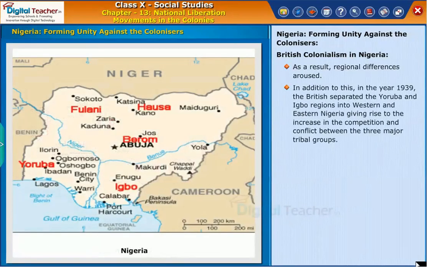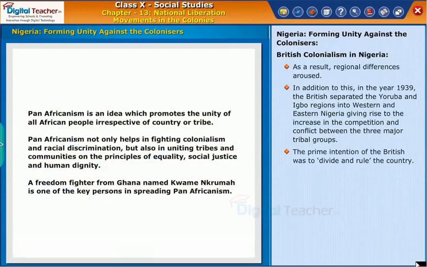In addition to this, in the year 1939, the British separated the Yoruba and Igbo regions into western and eastern Nigeria, giving rise to an increase in competition and conflict between the three major tribal groups. The prime intention of the British was to divide and rule the country.